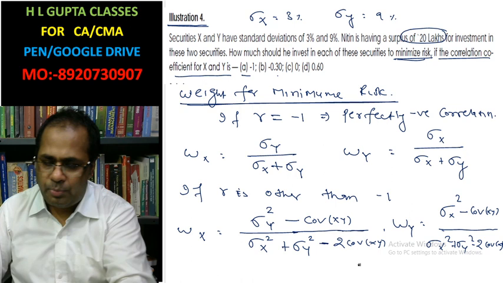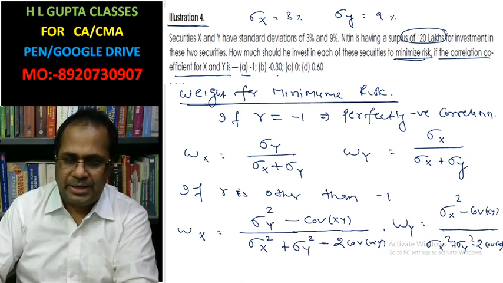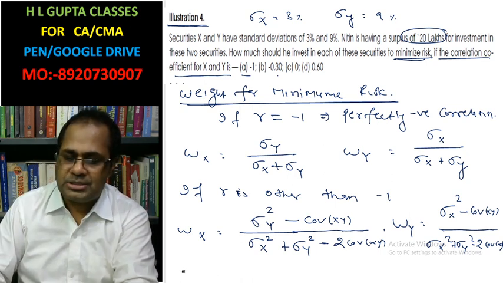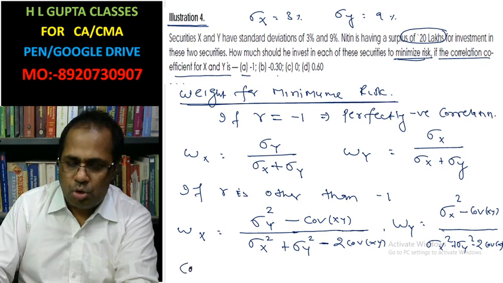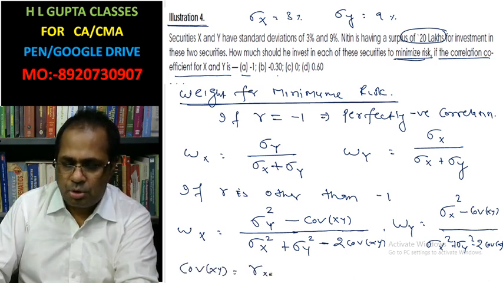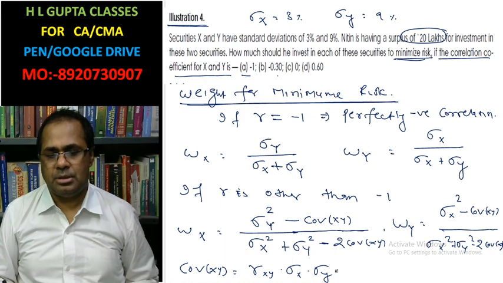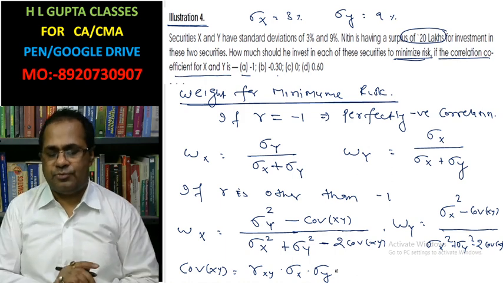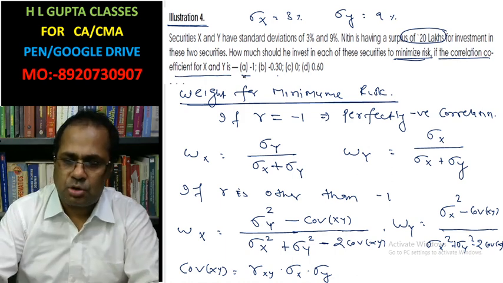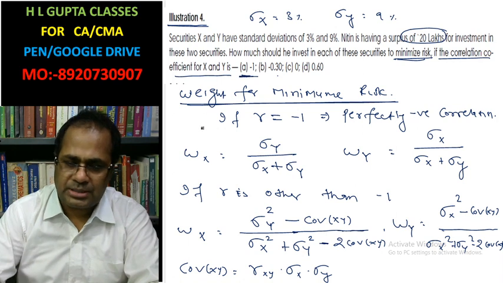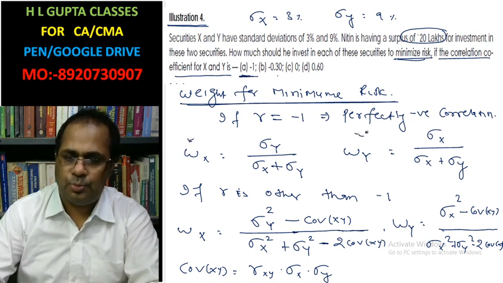how is the covariance calculated? Covariance I have already made you understand in my concept. Covariance XY equals the coefficient of correlation XY times the standard deviation of X times the standard deviation of Y. This is the formula of covariance. In the first case, the coefficient of correlation is -1. That's why this formula is applied. Okay.